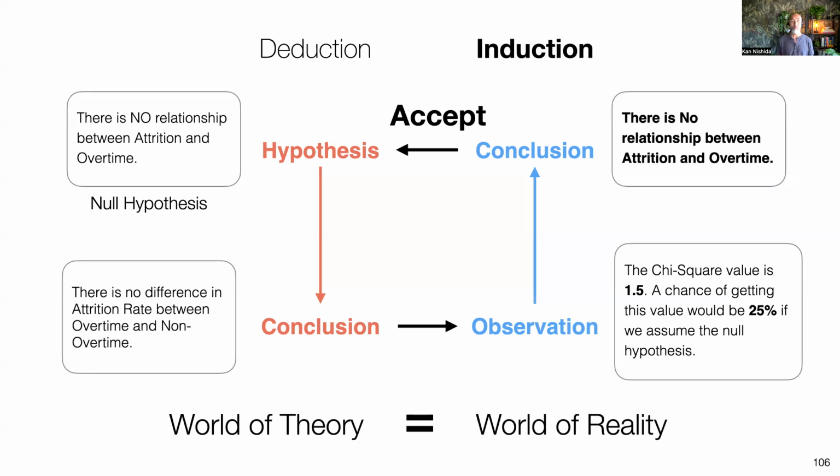So therefore, so far so good. The null hypothesis is still working. There's nothing to reject the null hypothesis at this point. What we expect based on the null hypothesis is happening in the real world. So therefore we don't have to reject it. We can accept it and go on with our life. That means there is no relationship between attrition and overtime. That's the null hypothesis, and we're going to go along with it. Okay, so that's really the chi-square test.